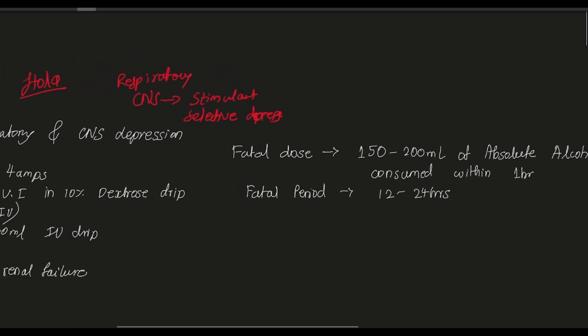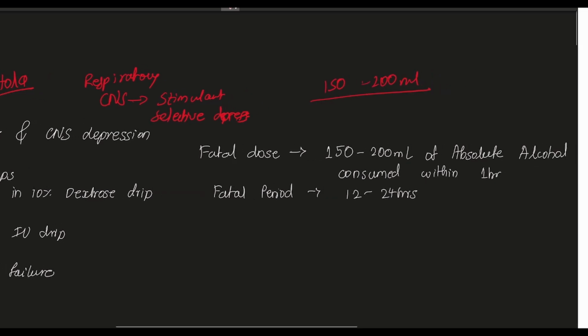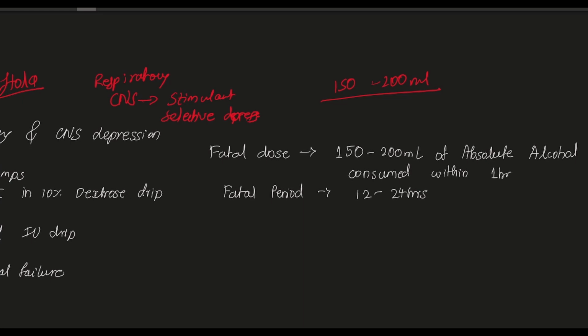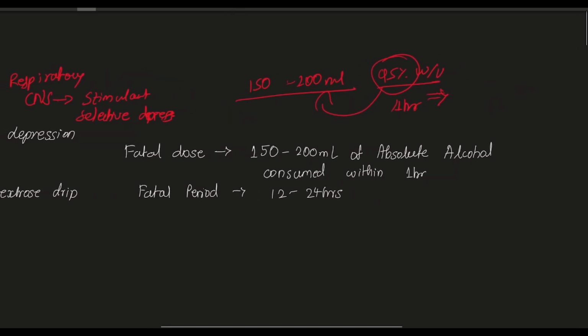So when does alcohol become fatal? When you consume around 150 to 200 ml of absolute alcohol, that is 95% weight by volume, 95% concentrated alcohol, around 200 ml, within 1 hour, then it becomes the fatal dose. The fatal period is 12 to 24 hours after consuming the fatal dose.